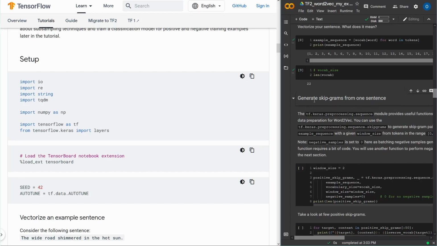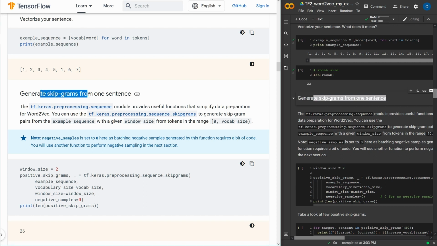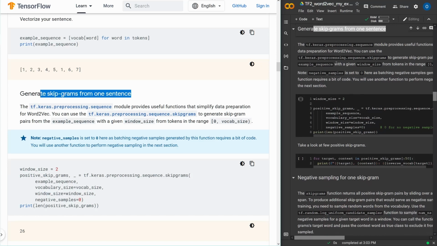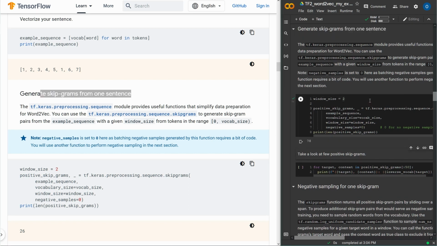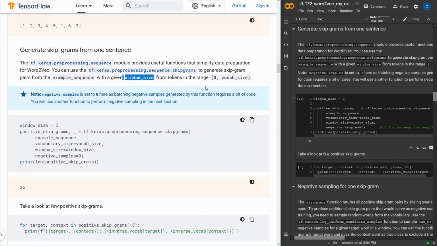Then we start with generating skipgrams for this one sentence. And we have here on the left side the verbal explanation. As you can see here, the same headings, generate skipgrams for one sentence. And here in our Jupyter notebook, we have also a little bit of text, but primarily we can experiment with the code. And what we do, we have a beautiful function, and this is called TensorFlow Keras Pre-Processing Sequence Skipgrams. What it does, this function generates skipgram pairs of words for us. We just have to give it a window size. Let's say if I have a target word, I want to have the 2 words to the left and the 2 words to the right of this target word. So I will have 4 specific words in this vicinity, in this interval, and I will call them context words, of course.